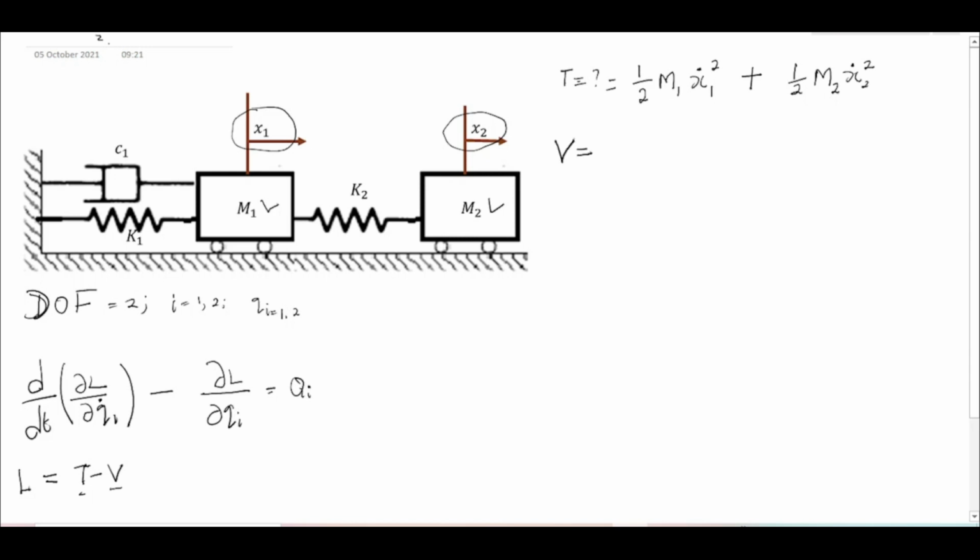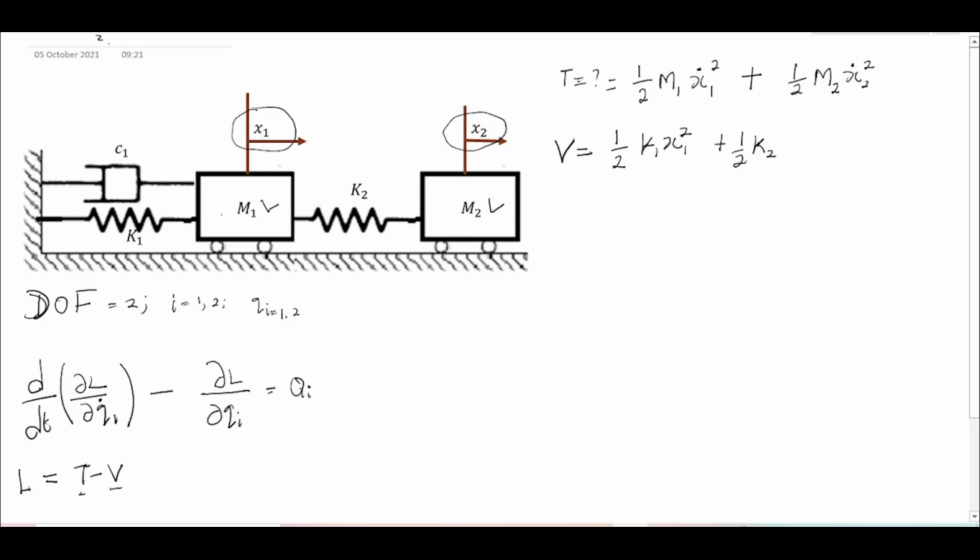Total potential energy is equal to the potential energy of all of the springs acting in the system. For this case, we have the first spring, K1. The energy of a spring is half Kx squared, that's half K times displacement squared. So we have half K1 times x1 squared for the first spring. Then for the second spring, we have half times K2.